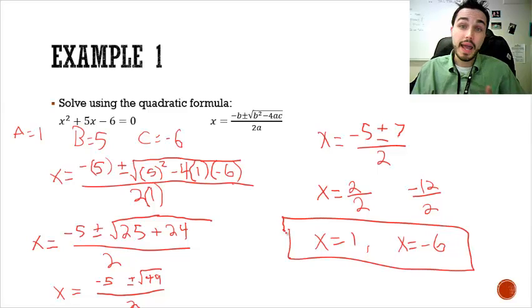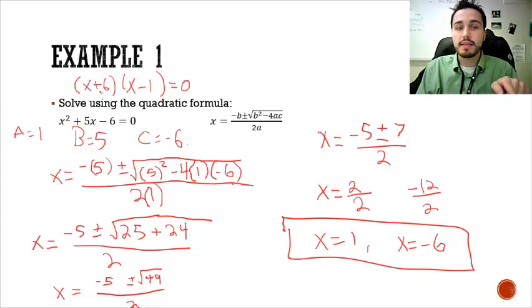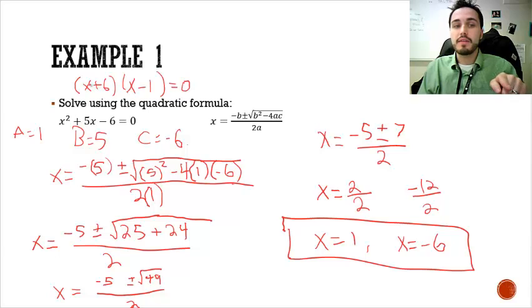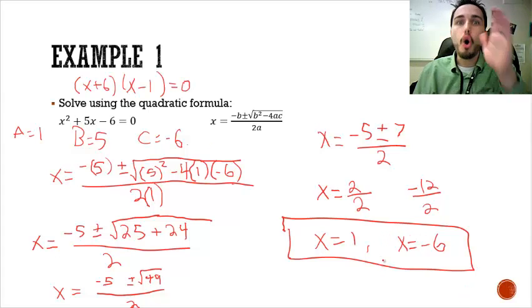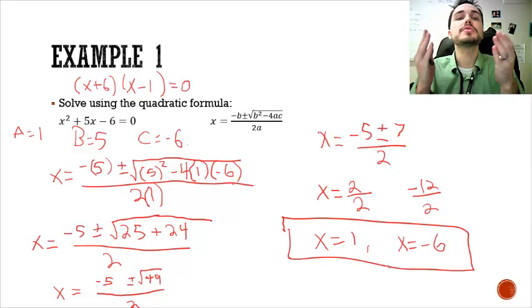I would just like to point out that this original problem could have been easily factored into x plus 6, x minus 1, and then from that I can easily tell that if x plus 6 is a factor, negative 6 is a solution, and also positive 1 is a solution likewise. Yeah, a whole lot simpler to factor this than it was to use the quadratic formula, but here's the point.